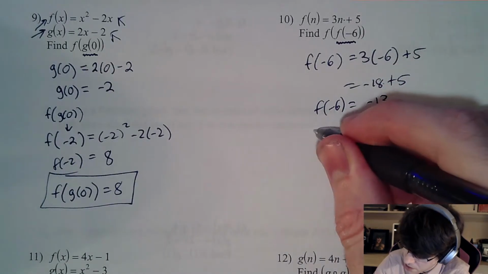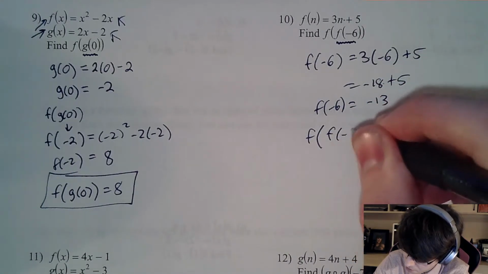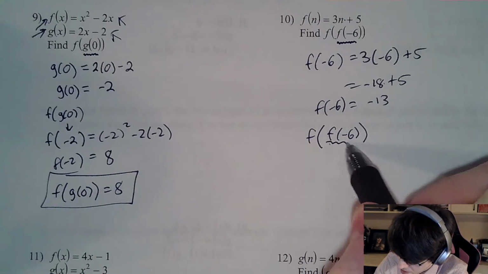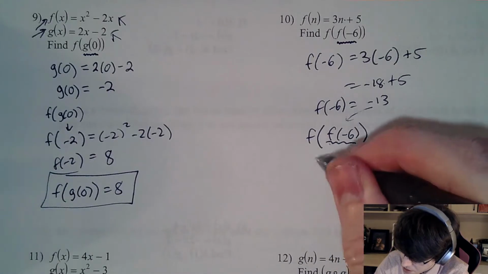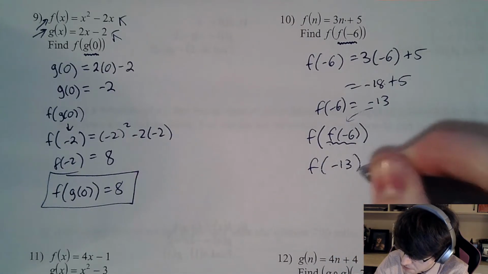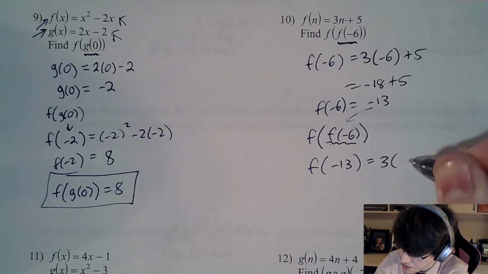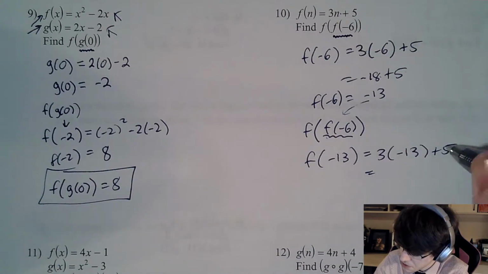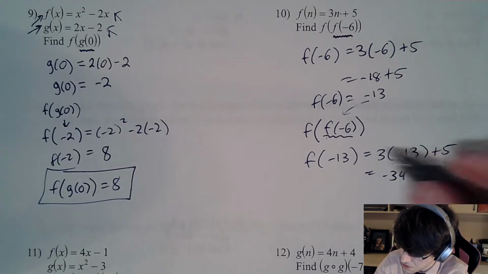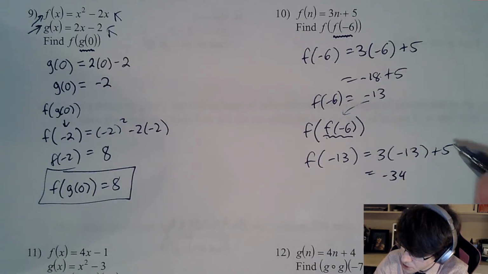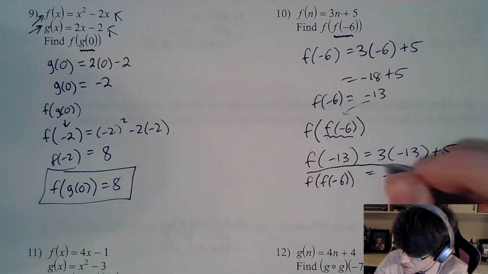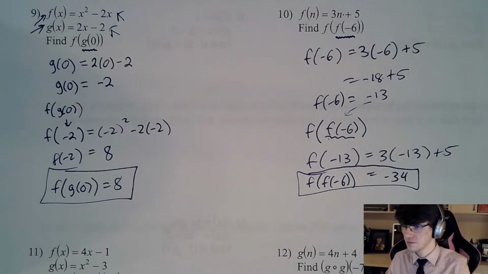But the question wanted us to find f of f of negative 6. But we just figured out that f of negative 6 right there, that inside guy, is equal to negative 13. So we have f of negative 13, which is going to be 3 times negative 13 plus 5. 3 times negative 13 is negative 39, and plus 5 is negative 34. And again, to write that perfect answer, let's write the original problem. F of f of negative 6 is negative 34.